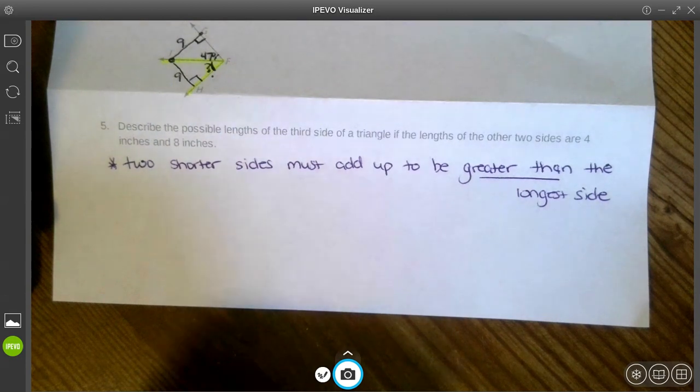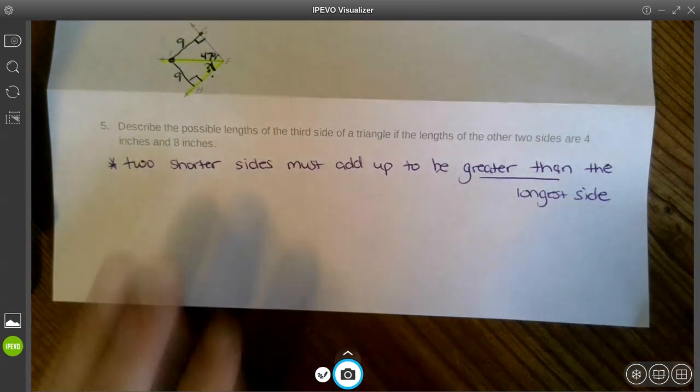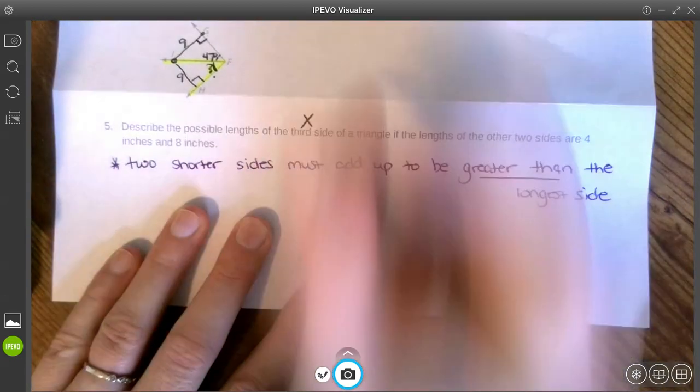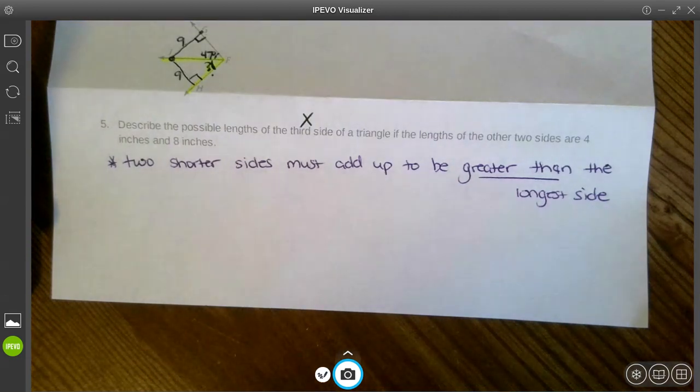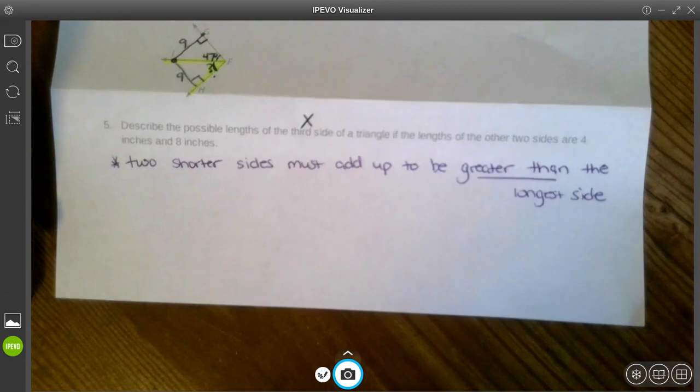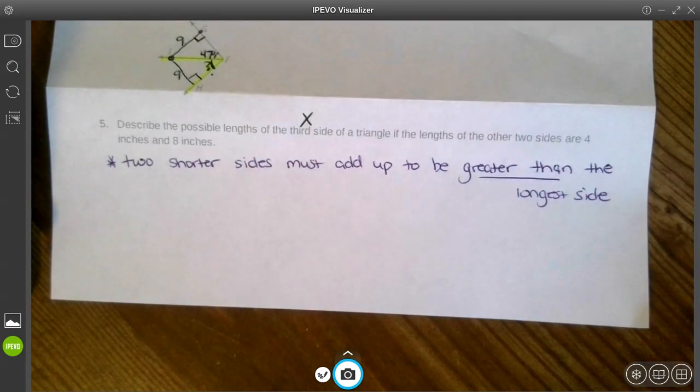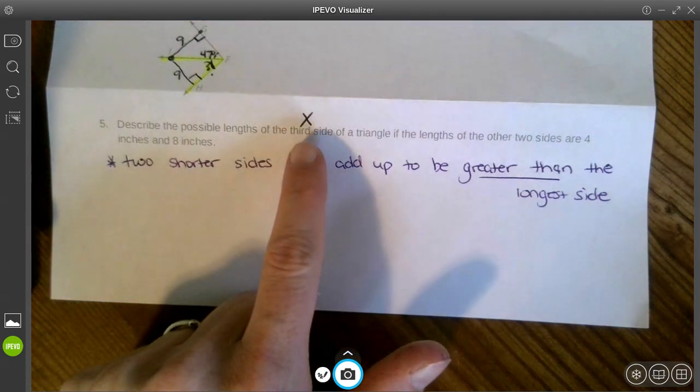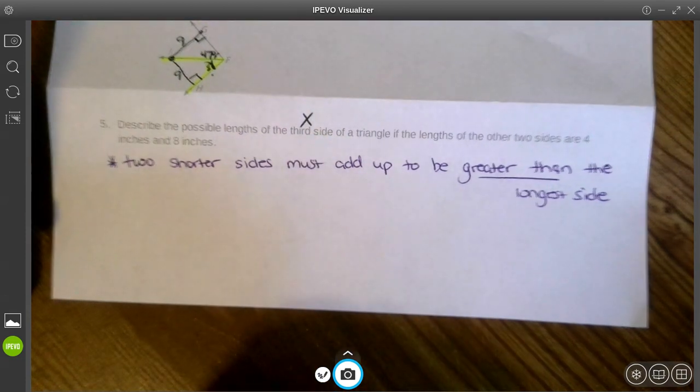So we're going to call this third side x. We don't know what it is. We're going to have to describe what are the possible lengths that x could be. And there's two possible scenarios. One, x, this third side, could be one of the shorter sides.